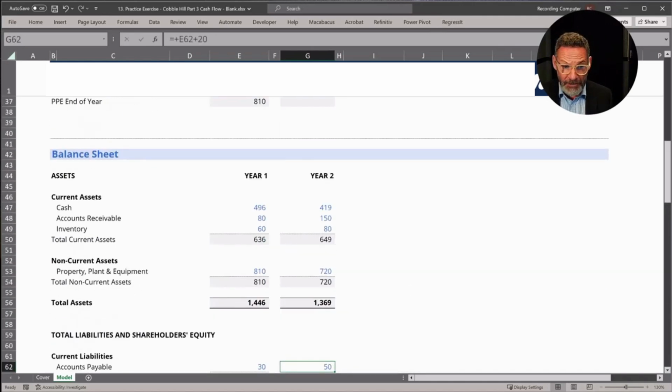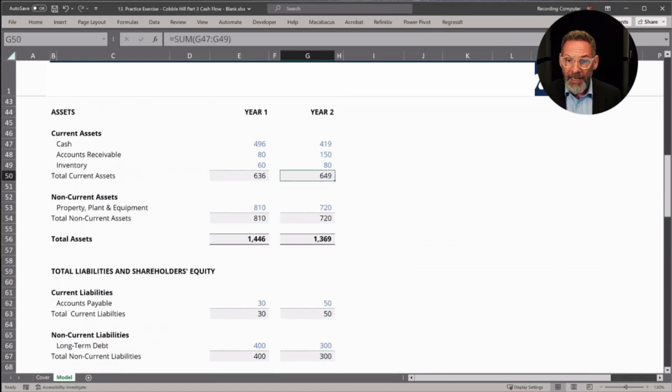years 1 and 2. Now, what we have in year 1 is there was 80 of accounts receivable, but that 80 has now increased to 150. So that's more cash tied up with customers. So you want to think of that as a cash outflow. Here we have inventory of 60. Inventory's increased to 80. So we have more cash tied up in inventory. So that's also going to be a negative number.